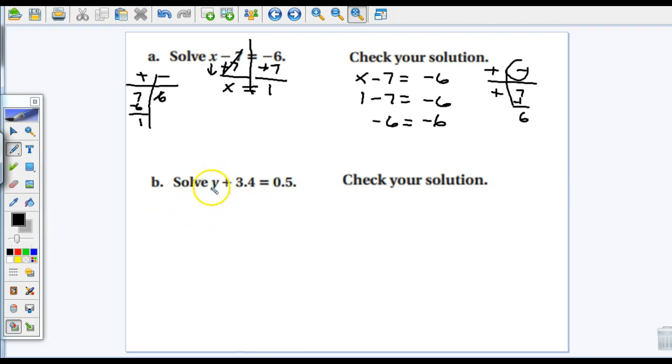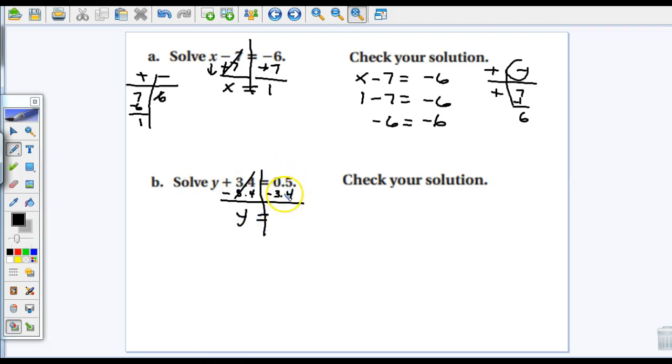Okay, so this time we're solving for y. My problem says y plus 3.4 is equal to 0.5. My 3.4 is positive, so the inverse operation is, instead of adding, I'm going to subtract. I'm going to subtract 3.4 from both sides. Let's draw my line down here. Okay, so when I subtract this, it becomes 0. I'm going to bring down my y. Y is equal to the difference here.